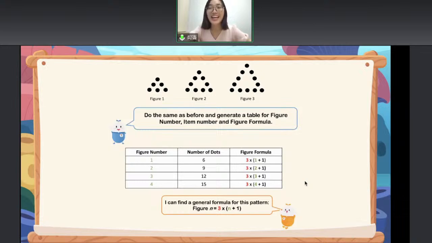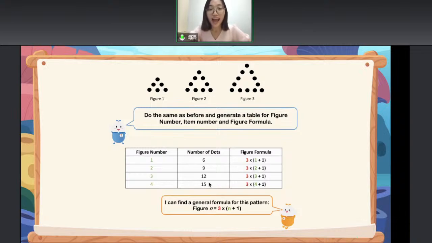Working backwards, that is again, actually firstly you try to figure out the pattern. And how can we figure out the pattern? Yes, we need to draw a table for figure number, item number, and the formula. Okay, here everyone, let's try to list one by one. And also you can see the table in your book.